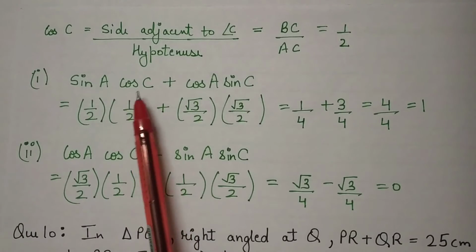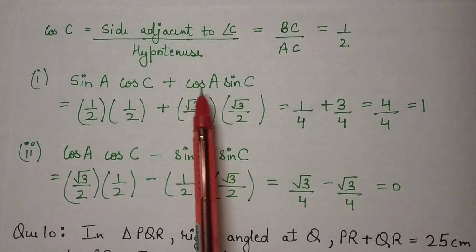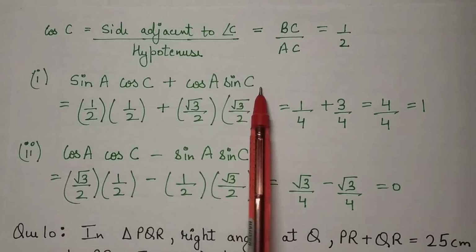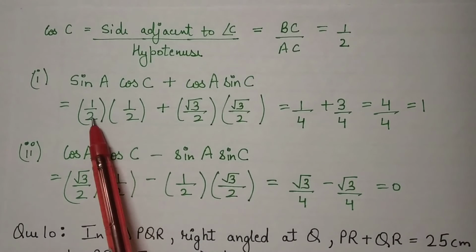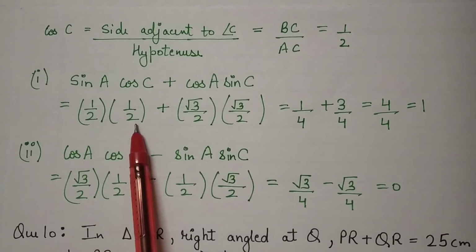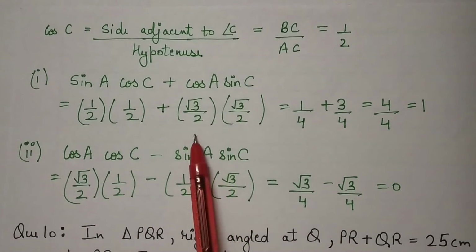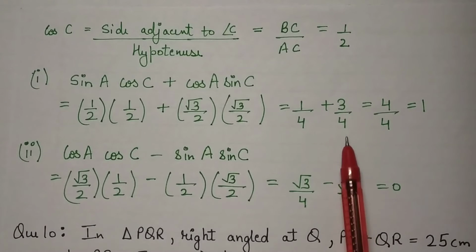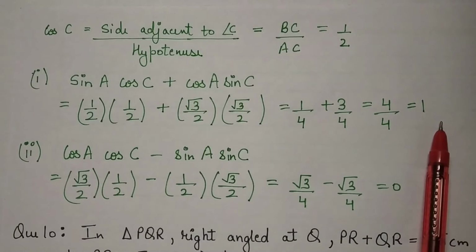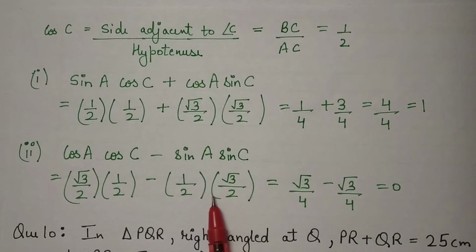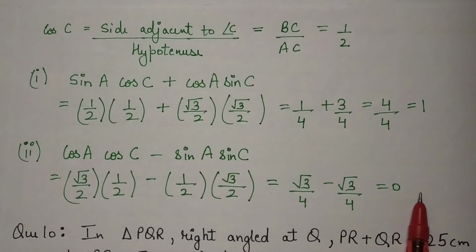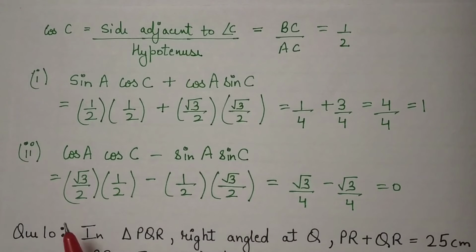Then the question was sin A cos C plus cos A sin C. Put in all the values, multiply. Sin A and cos C are multiplying. So 1 by 2 multiplied by 1 by 2 is 1 by 4. Root 3 by 2 multiplied by root 3 by 2 is 3 by 4. Adding these, I have got 1. Similarly, in the second case, put the values, multiply and subtract. I have got 0.